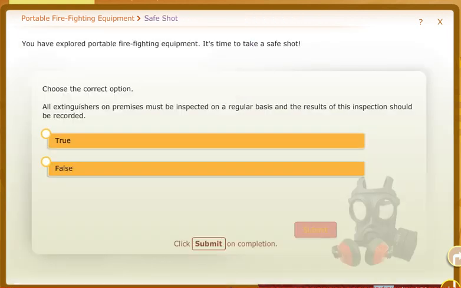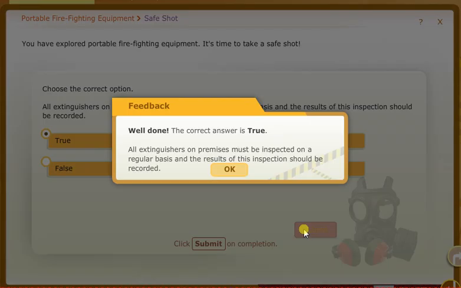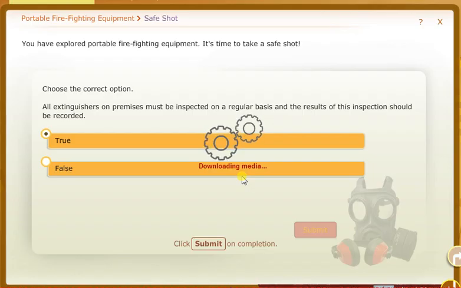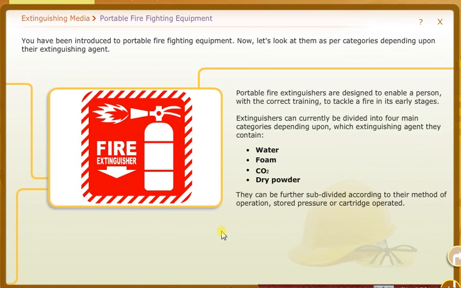You have explored portable firefighting equipment. It's time to take a safe shot. Choose the correct option. All extinguishers on premises must be inspected on a regular basis, and the results of this inspection should be recorded. Well done. That is correct. You have been introduced to portable firefighting equipment. Now, let's look at them as per categories depending upon their extinguishing agent.